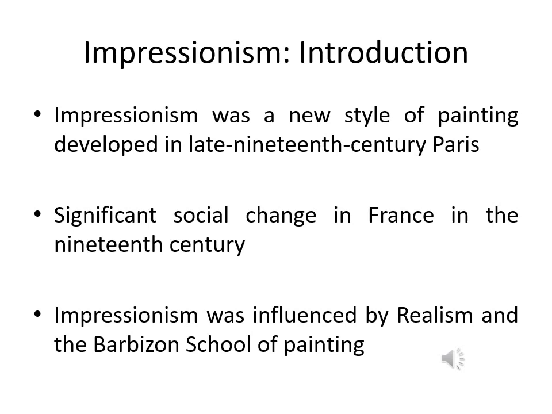So Impressionism is the beginning of what is called modern art. It's a new style of painting that was developed in late 19th century Paris in France. So this was around the 1860s to the 1870s. In France, during this period of the 19th century, there was significant social change happening, which did contribute to the movement. And we'll go through this in the next couple of slides. And Impressionism was also influenced by Realism and the Barbizon School of painting, which you have already looked at in September.